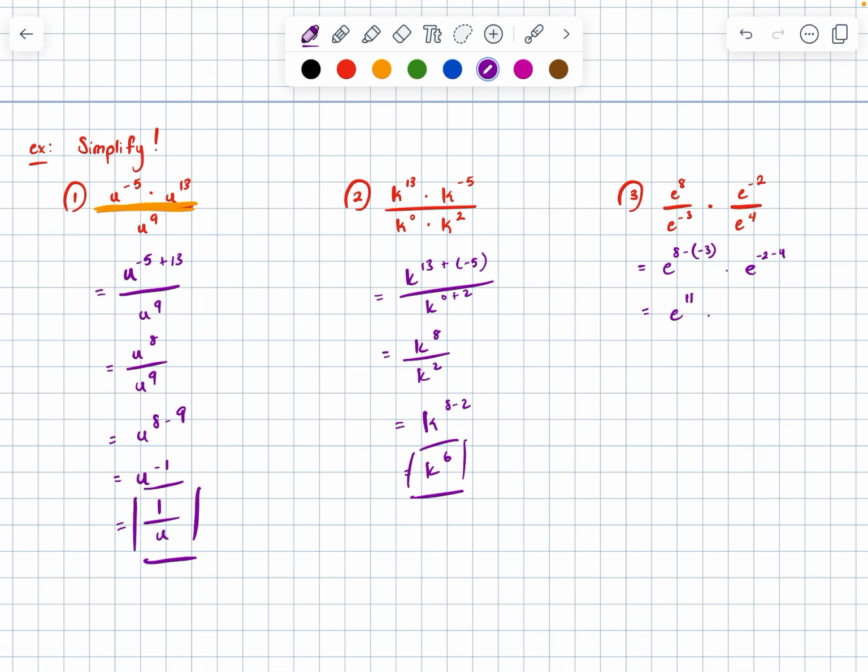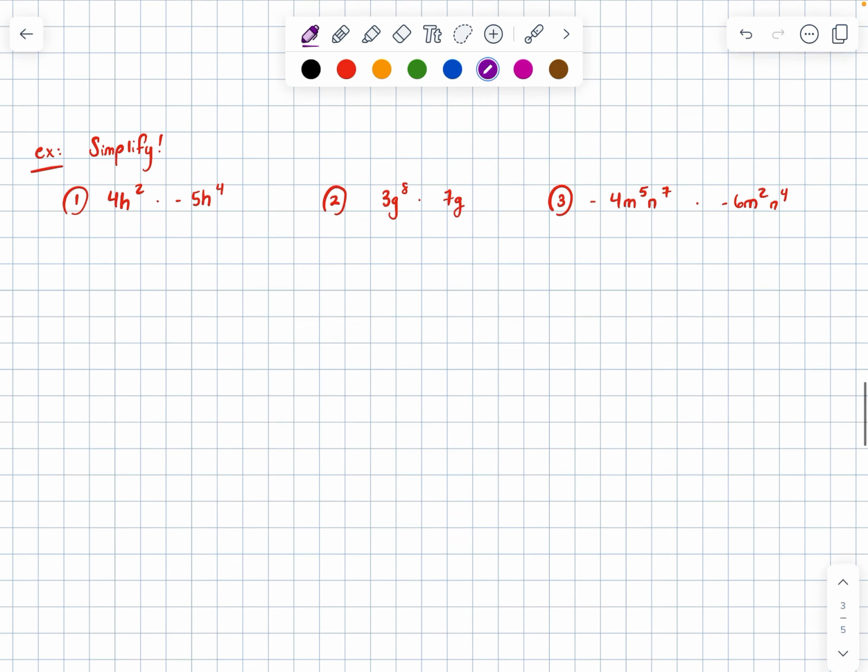And then I have e to the power of negative 2 minus 4. Negative 2 minus 4 is negative 6. From here, all I need to do, I am multiplying, so now my exponents add. This becomes e to the power of 11 plus negative 6, and 11 plus negative 6 is positive 5. There we go. Let's keep it moving.